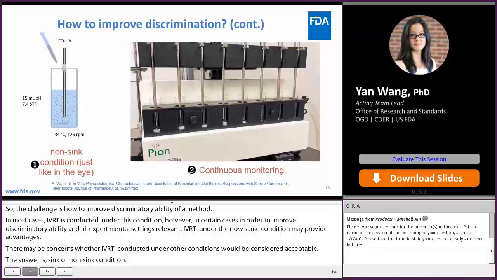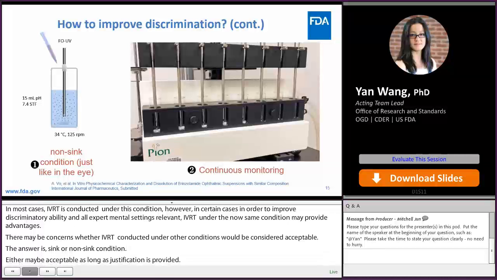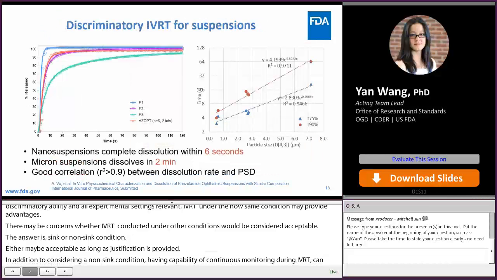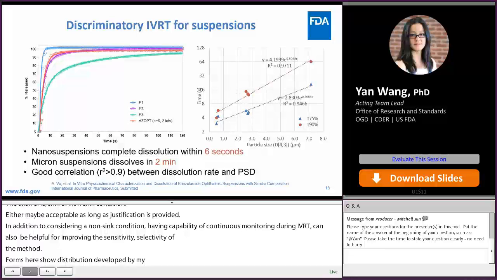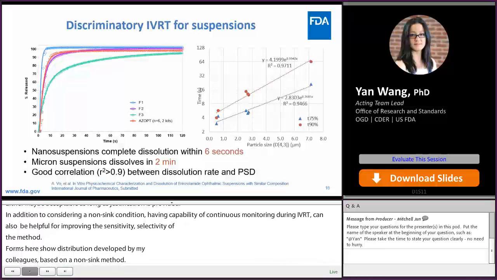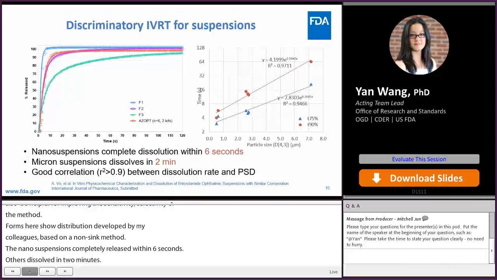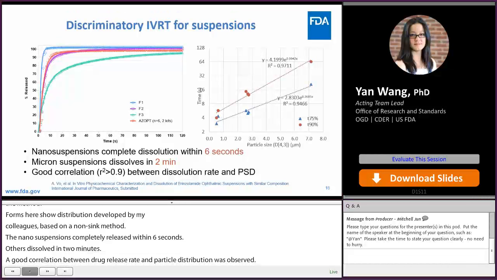In addition to considering a non-sink condition, having capability of continuous monitoring during IVRT can also be helpful for improving the sensitivity and selectivity of the method. Figures here show the discriminatory ability of the IVRT method developed by my colleagues in the Office of Testing and Research based on a non-sink condition in combination with continuous monitoring. The nanosuspensions completed release within 6 seconds, whereas the micron-sized suspensions dissolved in 2 minutes. A good correlation between drug release rate and particle size distribution was observed. If you are interested in knowing more details of the study and the method, please refer to the reference included at the bottom of the slide.